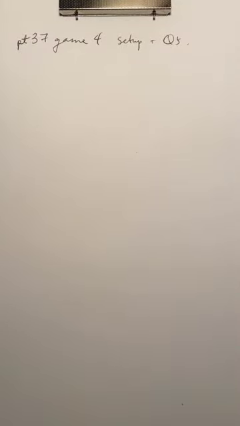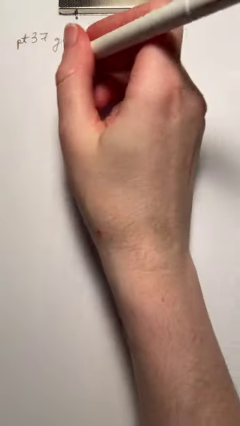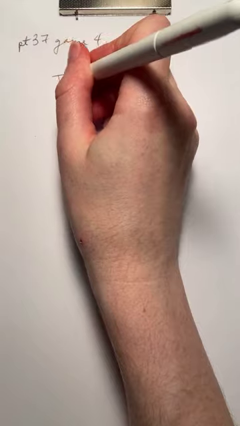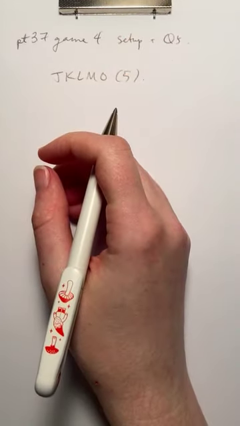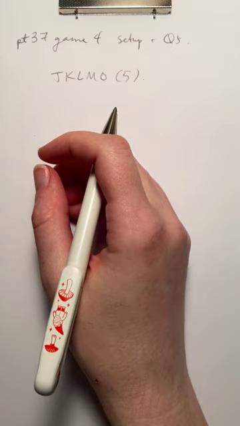Hi, so in this video I'm going to show how to set up game 4 from Prep Test 37. We have a swim team with exactly 5 members, J, K, L, M, and O, and they're going to swim a 10-lap relay race. So each team member swims exactly 2 of the laps.